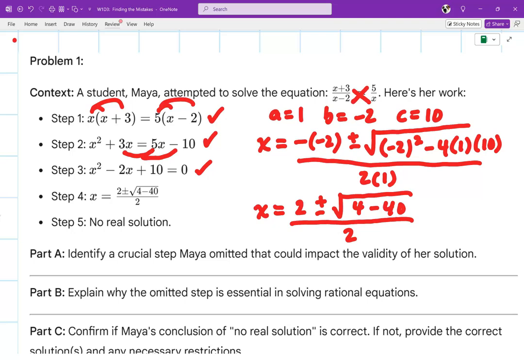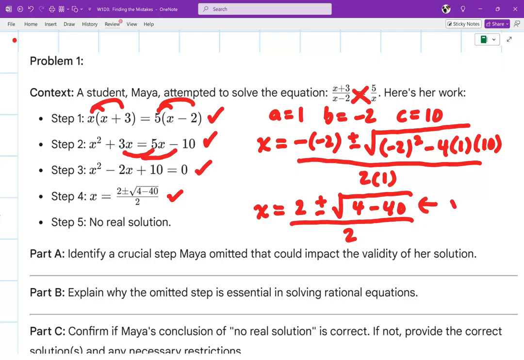So is step 4 wrong? No. And then they said no real solution. Is that correct or not correct? No real solution. That means there are no real answers. There's an imaginary one. Does that make sense? It actually does. How do I know this is an imaginary solution? What happens on the inside of the square root? What's inside of the square root? Yeah, because it's going to be a negative 36 inside, right?